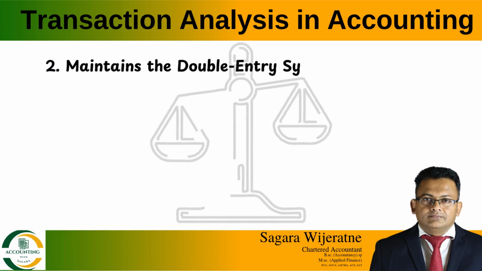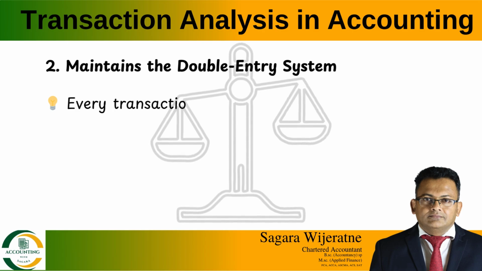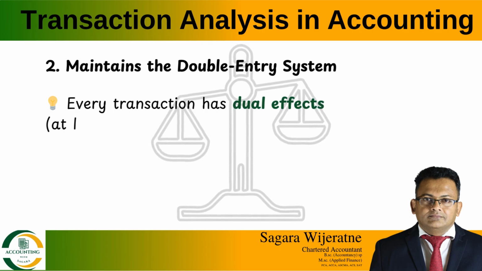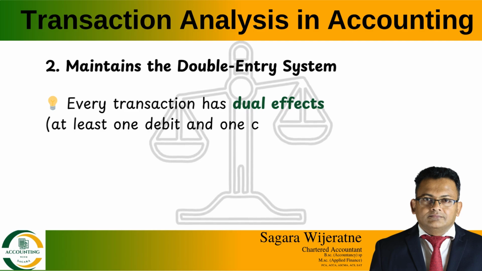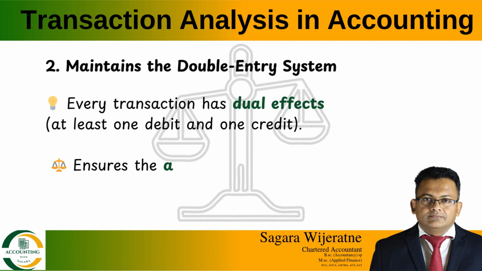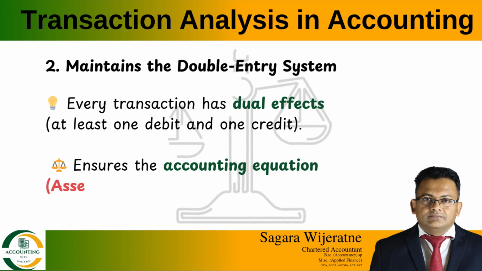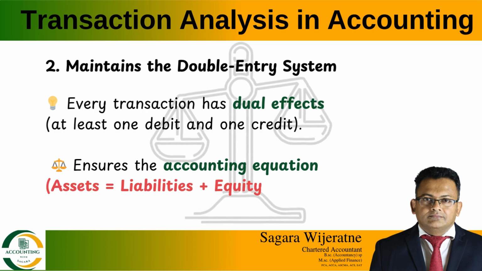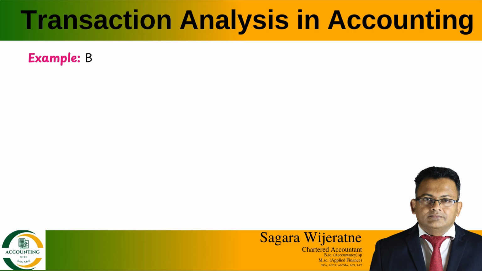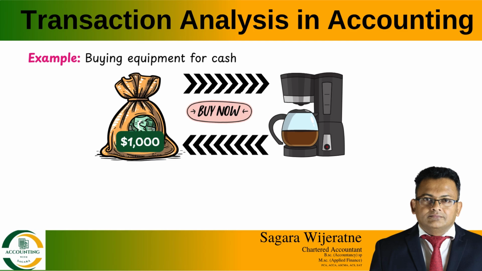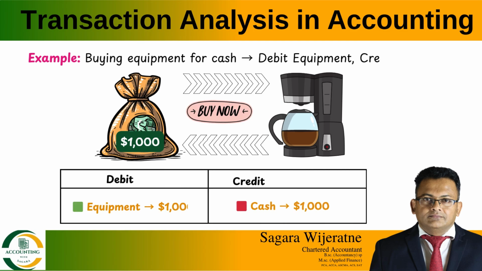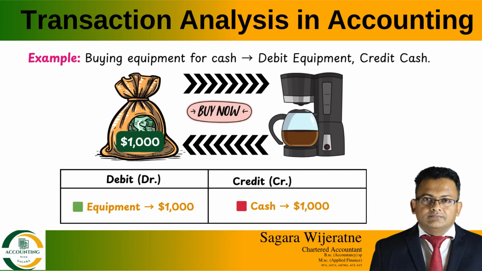Every transaction has dual effects, that is, at least one debit and one credit. This ensures the accounting equation, that is, assets equal liabilities plus equity, remains balanced. Example: buying equipment for cash, debit the equipment account, credit the cash account.